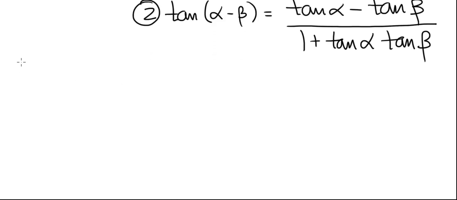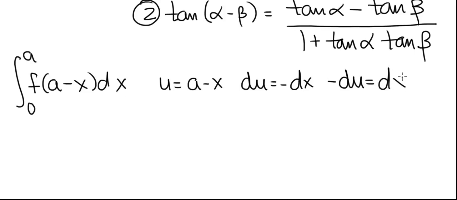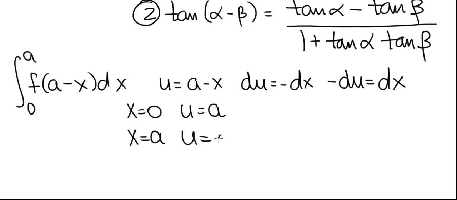To derive result number 1, I'm going to start with the integral on the right, that is the integral from 0 to a of f of a minus x. And I'm going to make a substitution, let u equal to a minus x. Therefore, du is minus dx, or minus du is equal to dx. When x equals 0, u is equal to a, and when x equals a, u will be 0. The integral in variable u will run from a to 0.